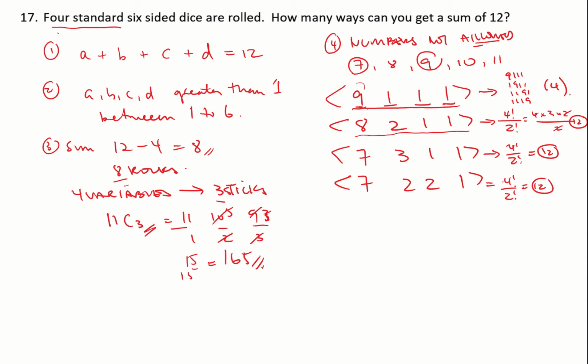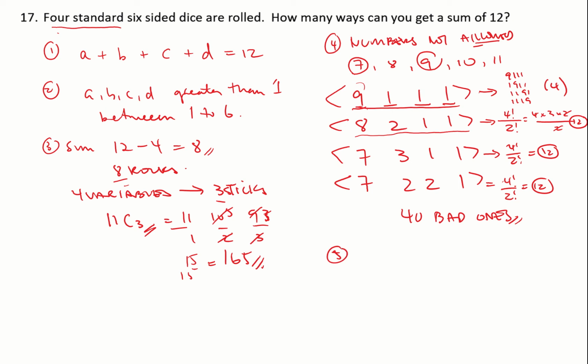So the total number of bad ones is going to be 12 plus 12 plus 12 plus 4. So 36 plus 4. So you have 40 bad ones. These are the sets where you actually have a 7, 8, or 9, in the ones you counted.